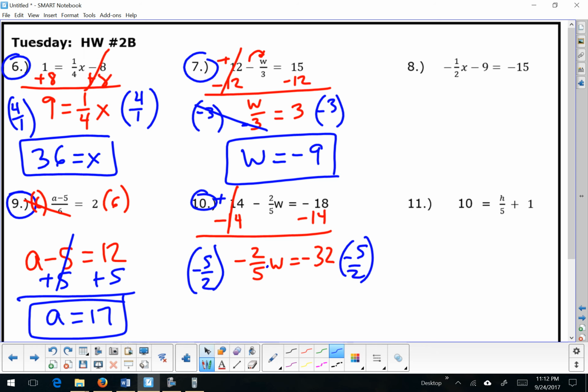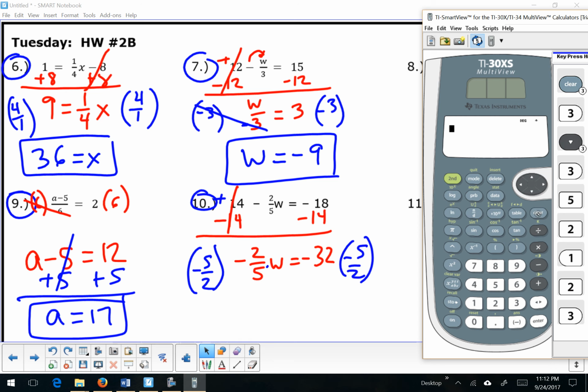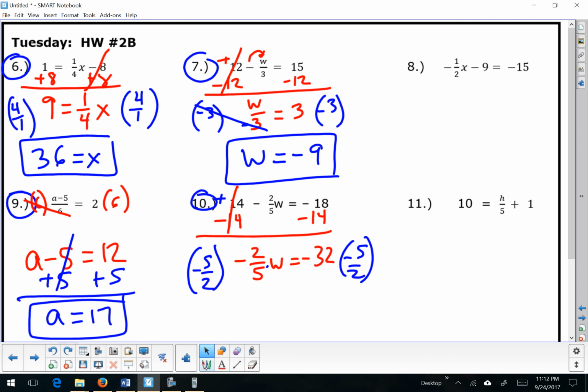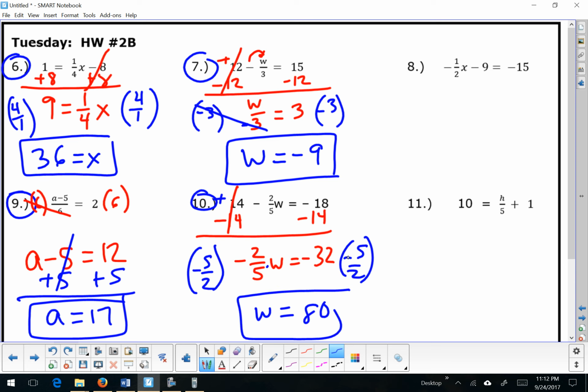I'm going to turn my calculator on and give this a go here. So it looks like I have here negative 32 times negative 5/2. So negative 32 times negative 5, fraction button, 2, negative 5/2. There we go. So W is equal to positive 80, right? Two negatives make a positive, that makes sense. And these are inverses.